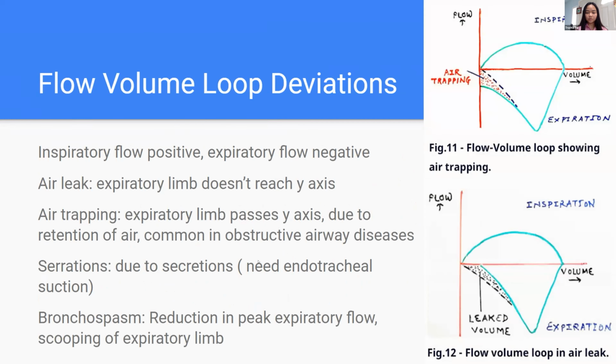In the flow volume loop here, we can observe air trapping, which is when the expiratory limb passes through the y-axis due to the retention of air, which is common in obstructive airway diseases, and air leak when the expiratory limb doesn't reach the y-axis and the inspiration volume is much greater than the expiration volume.